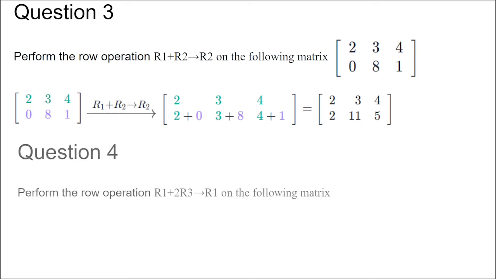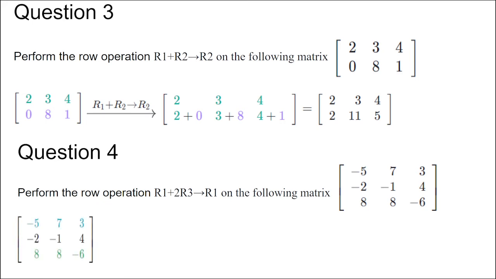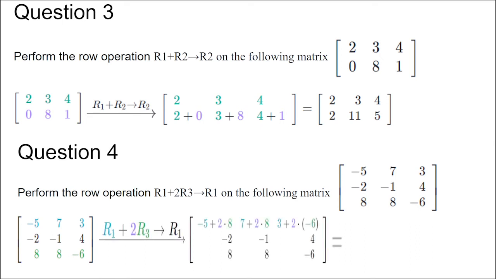Last question. Question 4. Perform the row operation R1 plus 2R3 to R1 on the following matrix. This question combines question 2 and question 3. So, in R1, we want to add 2R3 to R1. The answer in R1 will become 11, 23, negative 9, and row 2 and row 3 will be unchanged.